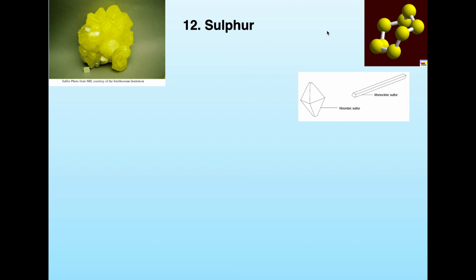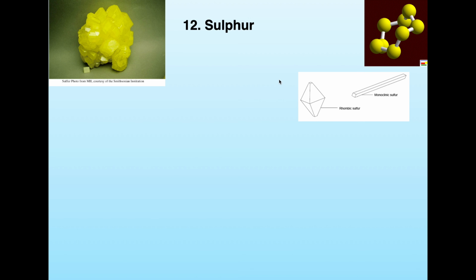Sulfur forms S8 rings. So with a valency of 2, it forms two single covalent bonds with its partners and they form a ring of 8 sulfur atoms, sorry, to make a sulfur molecule, an S8 ring. And it forms these wonderful yellow crystals. You can see the shiny faces on the crystals.